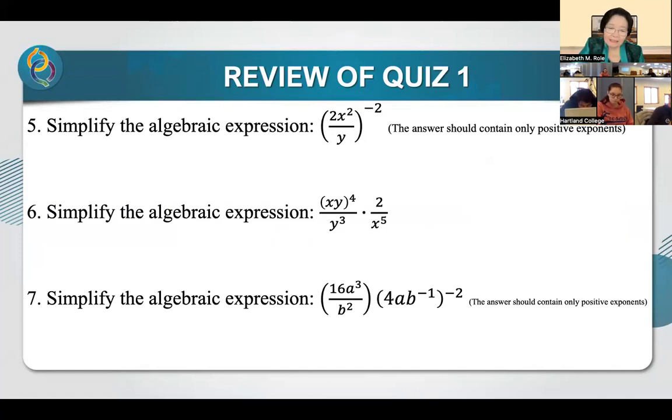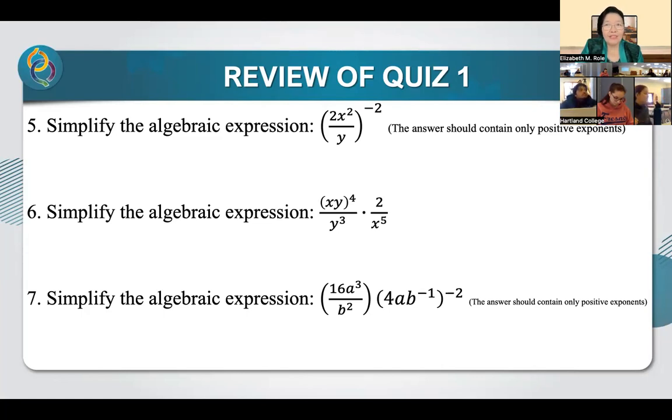Now it seems that the problem lies in the negative exponents. That's where I, of course, deducted a few points if you really did not have the correct answer there. But the best way to handle negative exponents is to remember that x to the -1 is 1 over x.